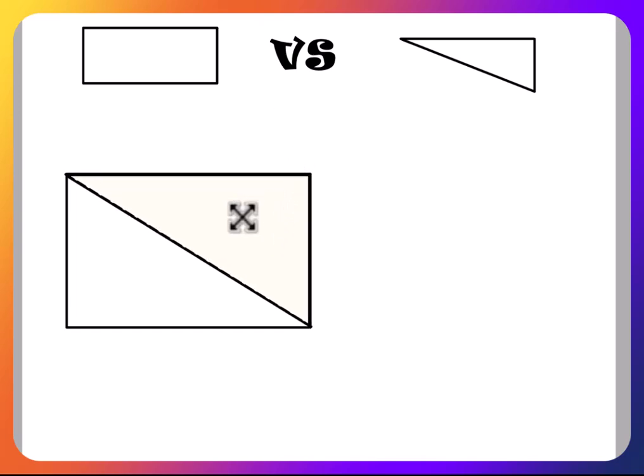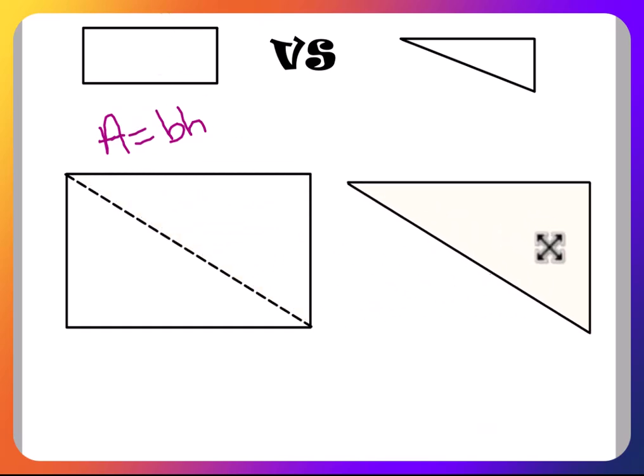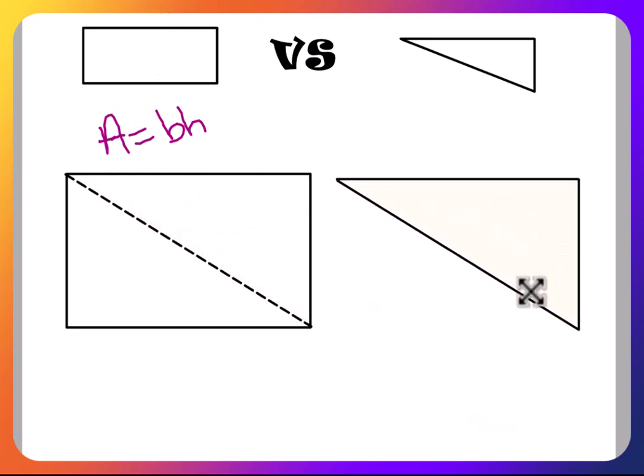We know that the area for the whole rectangle is going to be base times height. But if I'm going to cut it into two triangles, what would the area for one of the triangles be? It would be half of the area of the rectangle. So this is the formula for the area of a triangle. Its area equals 1/2 of the base times the height, because one triangle is going to be half of a rectangle.